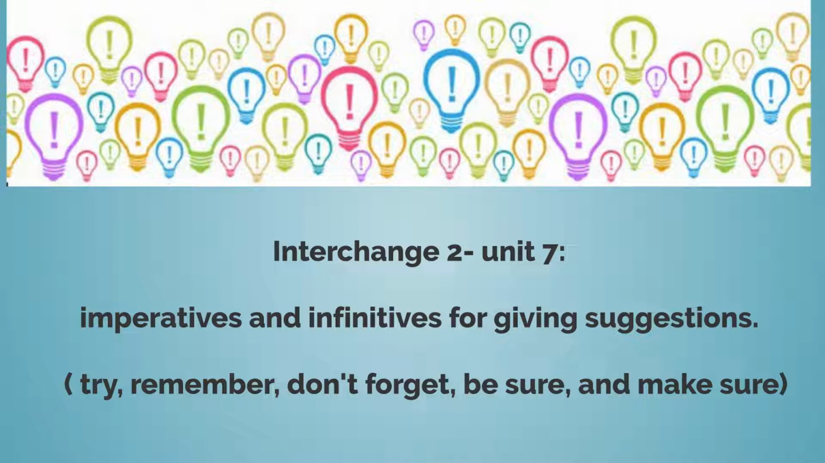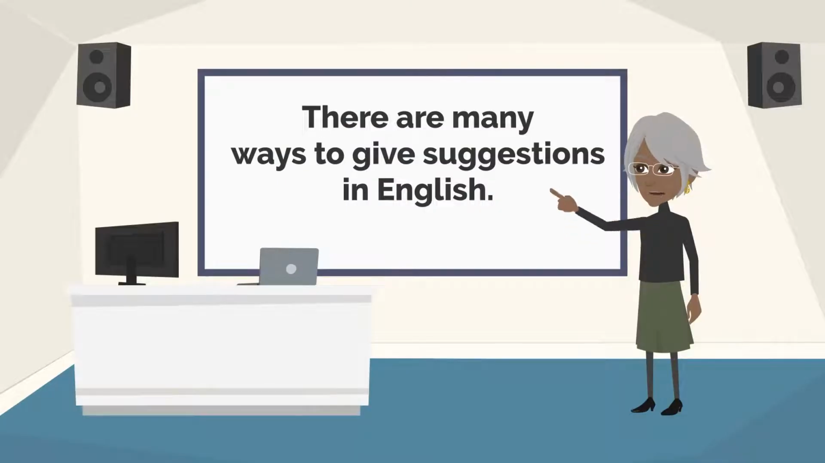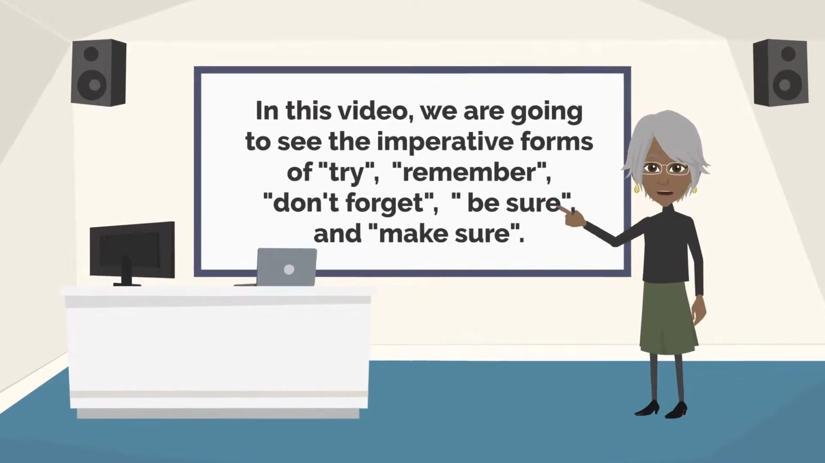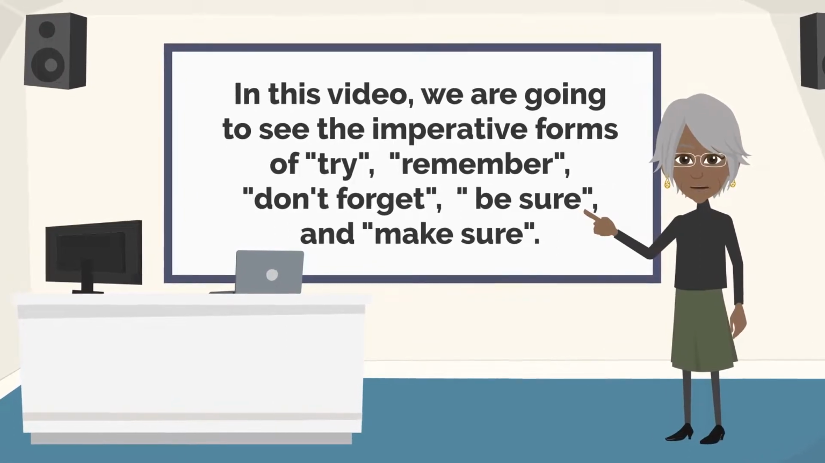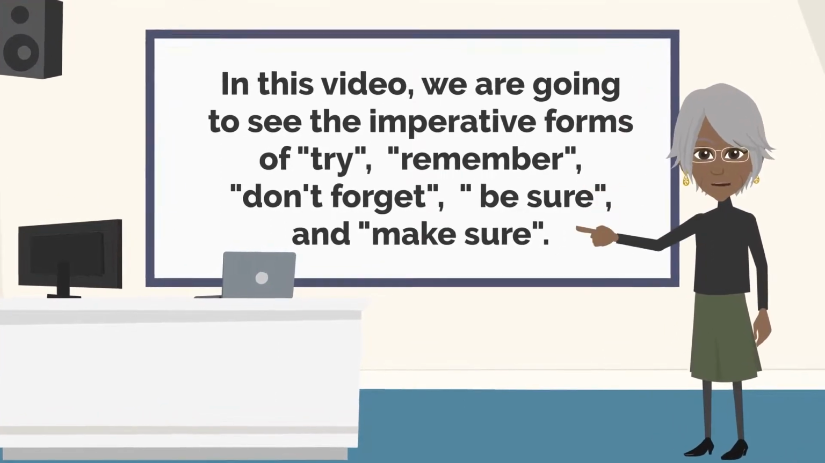Interchange 2 Unit 7, Imperatives and Infinitives for giving suggestions. Try, remember, don't forget, be sure, and make sure. There are many ways to give suggestions in English. In this video, we are going to see the imperative forms of try, remember, don't forget, be sure, and make sure.